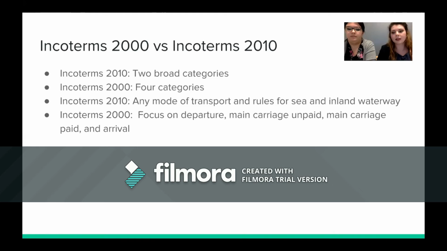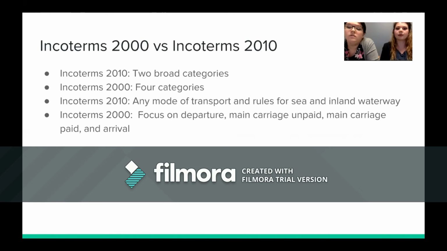So for Incoterms 2000 versus Incoterms 2010, Incoterms 2010 rules are divided into two broad categories, while Incoterms 2000 are divided into four categories. The Incoterms 2010 rules are for any mode of transportation, and rules for sea and inland waterway transport. Incoterms 2000 focuses on departure, main carriage unpaid, main carriage paid, and arrival. Incoterms 2000 refers to the ship's rail as the reference point of delivery, while Incoterms 2010 provides that delivery happens when goods are on board of the vessel, to reflect commercial practices.